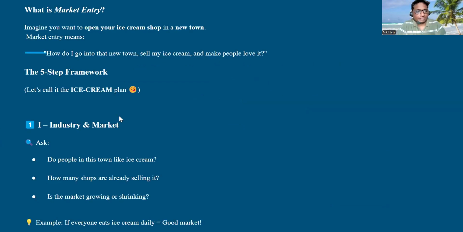So what is market entry strategy? Imagine you want to open your ice cream shop in a new town. For example, I have an ice cream shop in Hyderabad, and now I want to open my shop in Warangal too. So market entry means how do I go into that new town, sell my ice cream and make people love it.